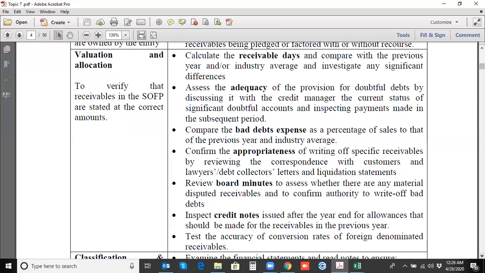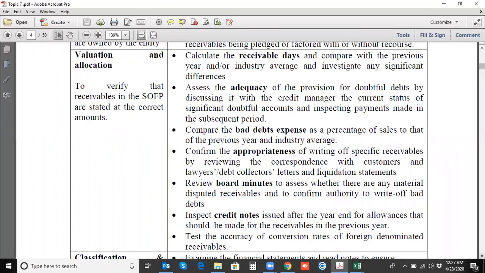Look at board minutes, see if there are any disputed invoices. If you have this customer of 300 million and he's saying, me, I only owe you 200 million, then it means the 100 million is already in question, and therefore it may need to be written off. I don't know, but look at what the board is saying with respect to receivables, and have there been any approved write-offs of bad debts.